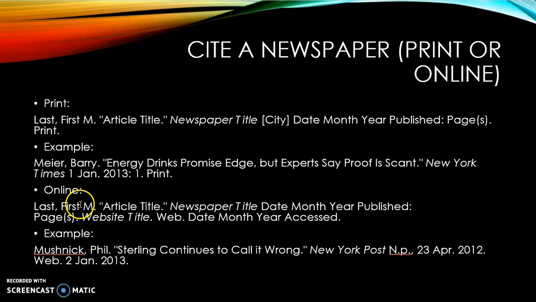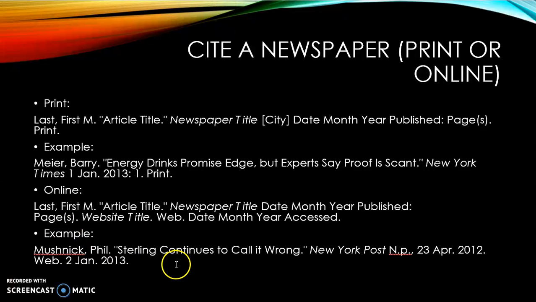The only difference is that you'll have the website title here, the web, and the date, month, year accessed. So you have your last, first name, article title, newspaper title, date, month, year published, pages, website title, web, that's your medium, date, month, year accessed. So date, month, year published, and date, month, year accessed. The published is when the article in the newspaper was published. The date, month, year accessed is when you yourself read the article, found the article online.